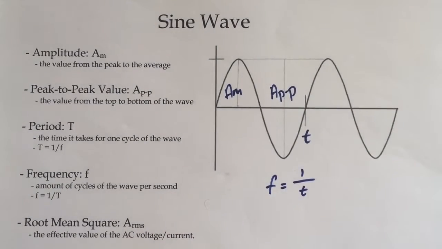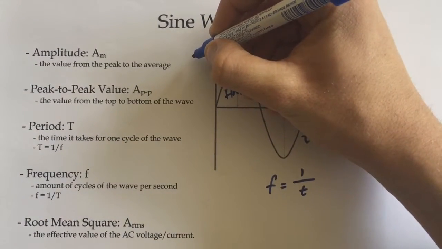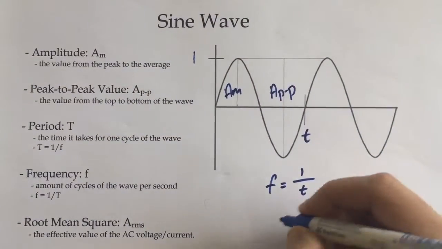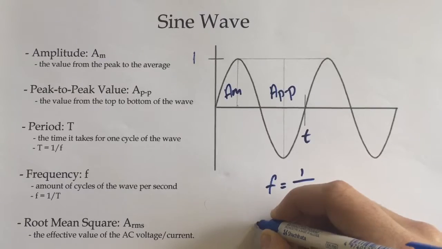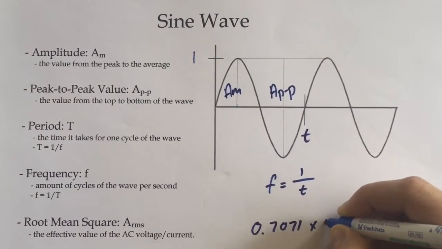The root mean square is the effective value of the AC voltage and current. It is given by using the amplitude, let's say 1 times 1 over square root 2, which is effectively 0.7071 times the amplitude.